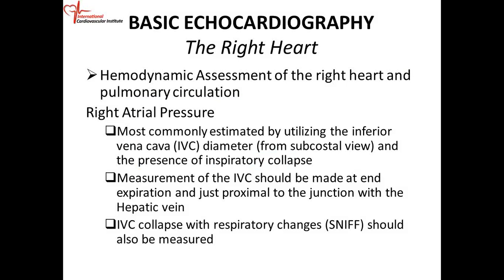And anything that falls in between those two extremes, the normal and the severe, we say it's moderate, and we give the right atrial pressure 8 millimeters mercury. So anything that falls between the normal and the grossly abnormal, we give the right atrial pressure 8. Okay? So it's normal for the inferior vena cava to collapse more than 50% with inspiration.